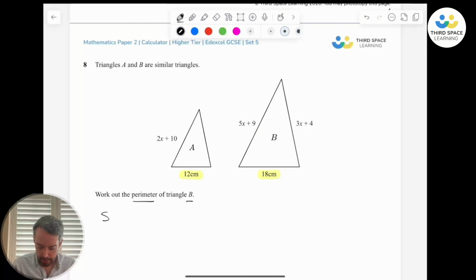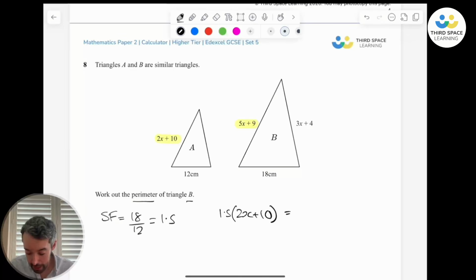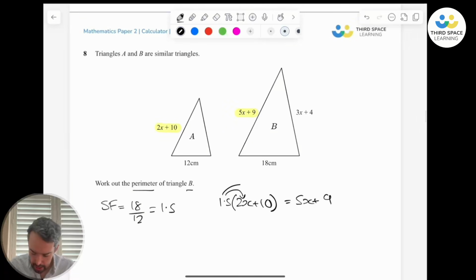So the scale factor is just 18 divided by 12, which is 1.5. So that tells me that all the lengths on triangle B are 1.5 times bigger than the lengths on triangle A. So I can make an equation. I could say that for these two, 1.5 multiplied by 2x plus 10 is the same as 5x plus 9. So let's work this out. Let's multiply out this bracket, like so. And we're going to get 3x plus 15 equals 5x plus 9.